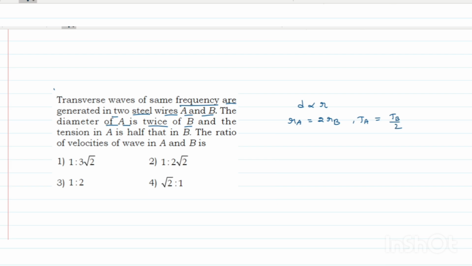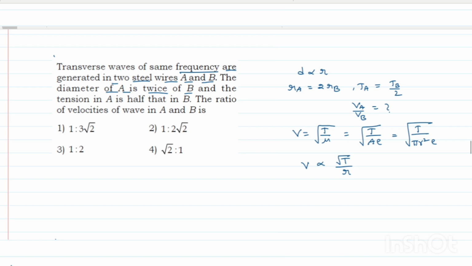They are asking for the ratio of the velocities. The velocity of the transverse wave is v = root over T by mu, where mu equals A into rho, and A is pi r squared, so mu = pi r squared rho. Now bringing the relation between tension and radius and the velocity: v is proportional to root over T by square root of r squared, in the sense that v is proportional to root T by r. So this is the relation we get.